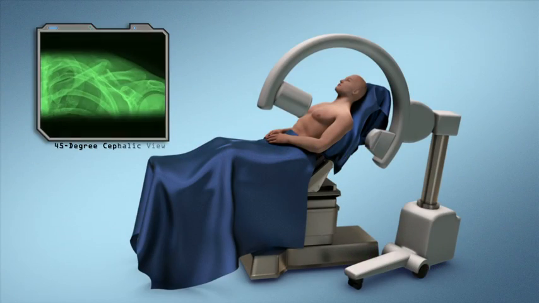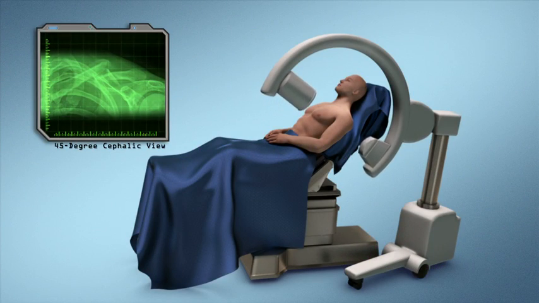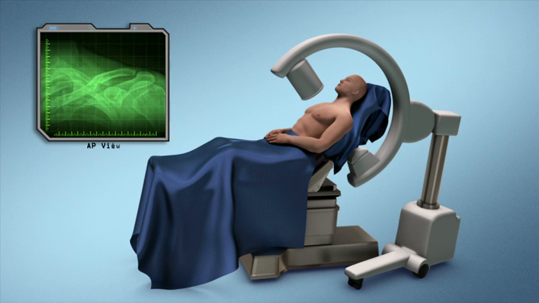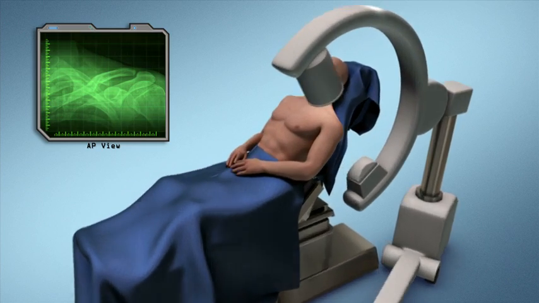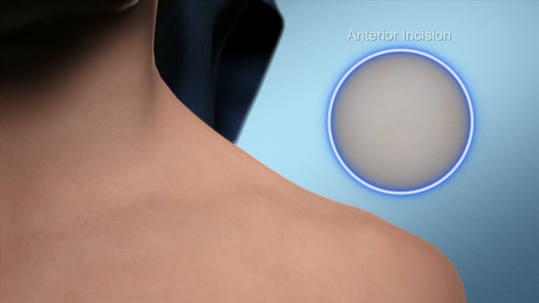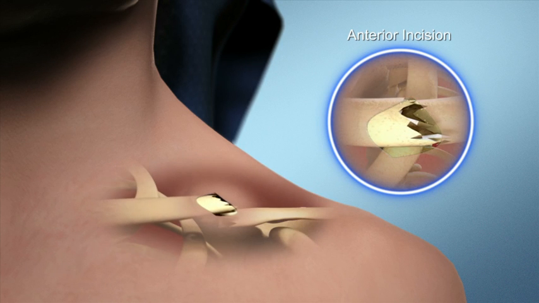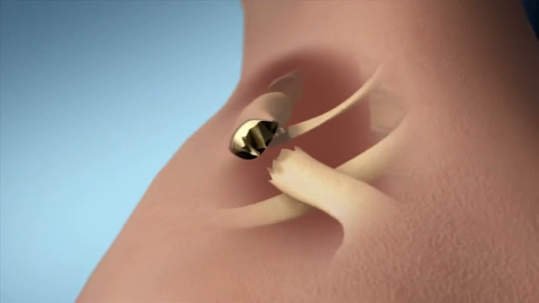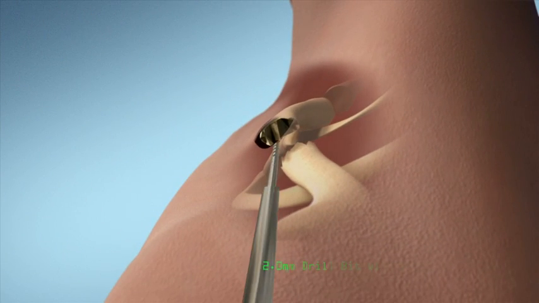Position the patient in a modified beach chair position using an Allen table to access the entire shoulder. The C-arm is positioned from behind or across the patient to allow for AP and cephalic tilt views. Make a 2 to 3 centimeter incision directly over the fracture site. Care should be taken to avoid the supraclavicular nerves.